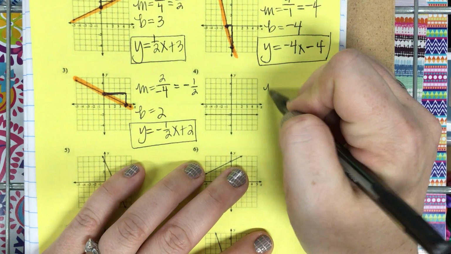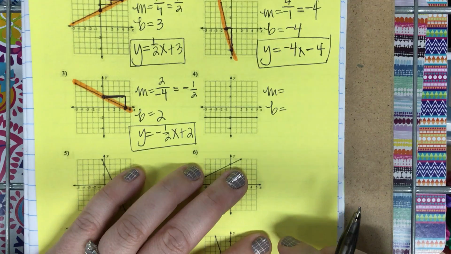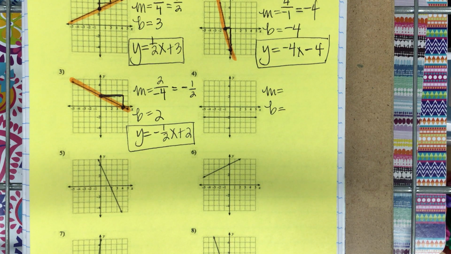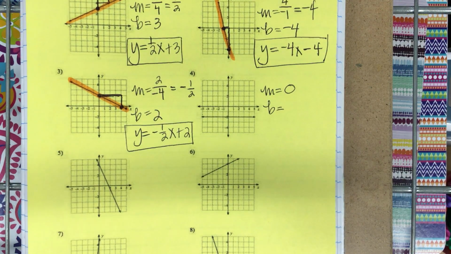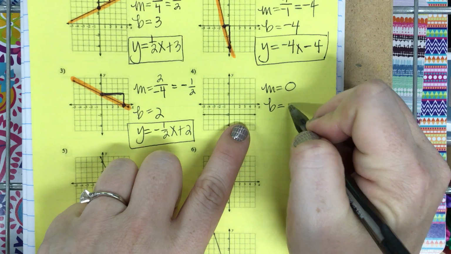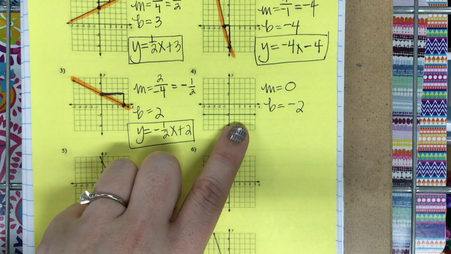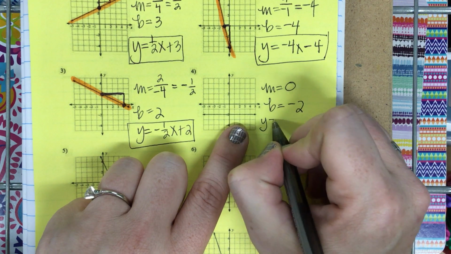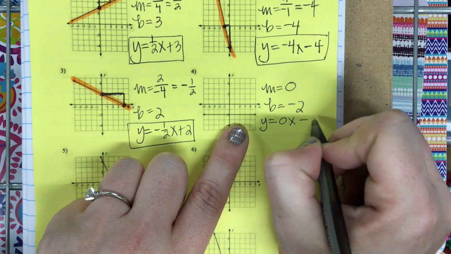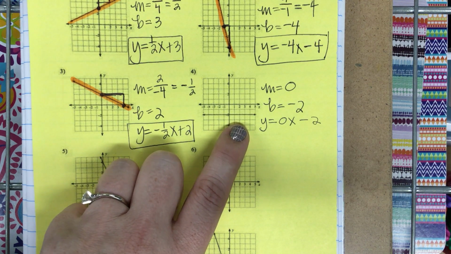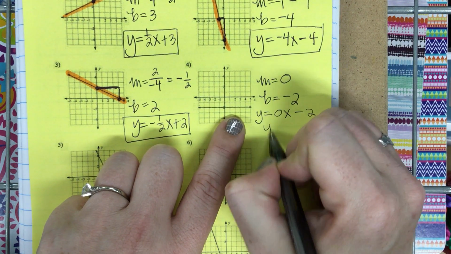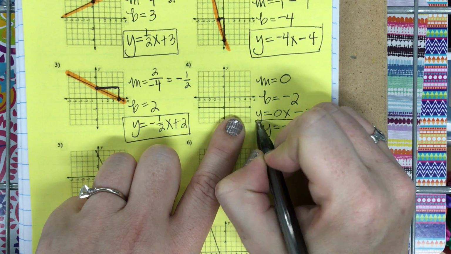Number 4, m equals and b equals. What's your slope of this line? 0, because why? It's horizontal. It is a horizontal line, and horizontal lines have a slope of 0. What's your intercept? -2. So if I was going to write my equation, I'd say y equals 0x minus 2. Can you simplify that? 0. Y equals -2.